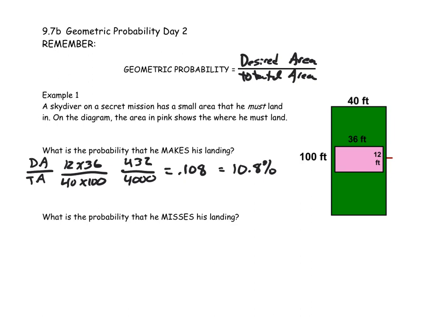Well, if you have a 10.8% chance of landing in the pink area, then the rest means that you would miss the pink area. So the next question says, what's the probability that he misses his landing? Well, percents are out of 100, so if I take the 100% and I subtract out the 10.8% that I actually land where I want to, that'll figure out how often I'll miss, which would be 100 minus 10.8, 89.2% of the time I will miss my landing.